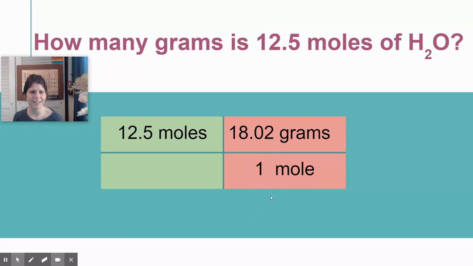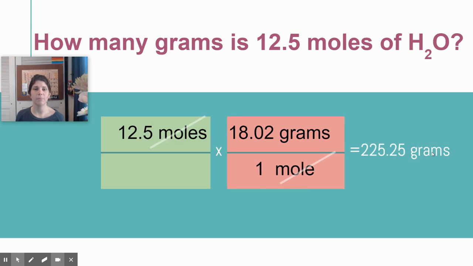And so what does this exactly mean? That vertical bar means multiply. So you do 12.5 times 18.02 divided by 1. And I already did this for you. You get 225.25 grams. Why grams? Because the moles cancel out. You have moles in the top and moles in the bottom.